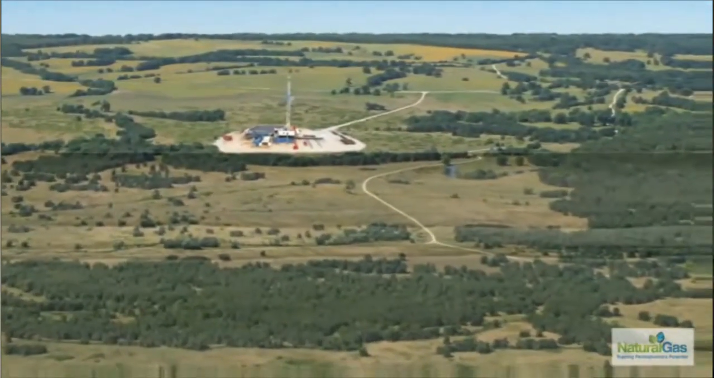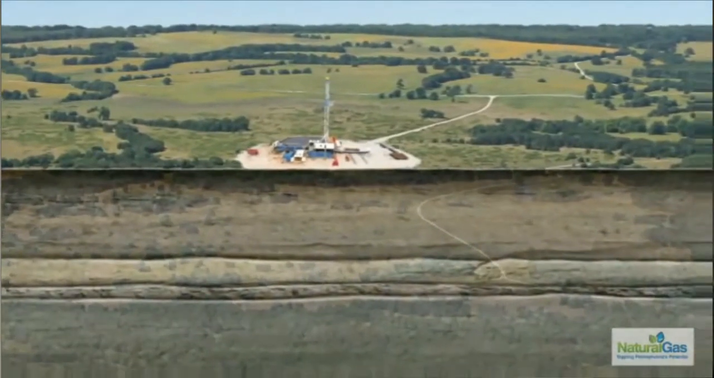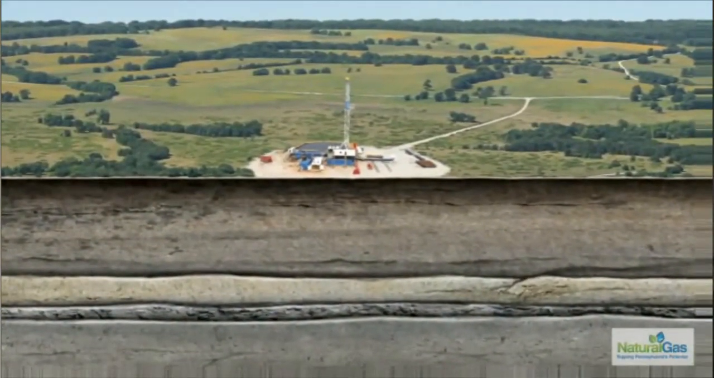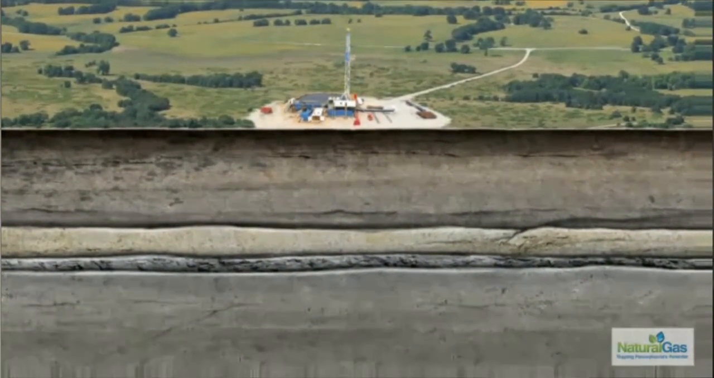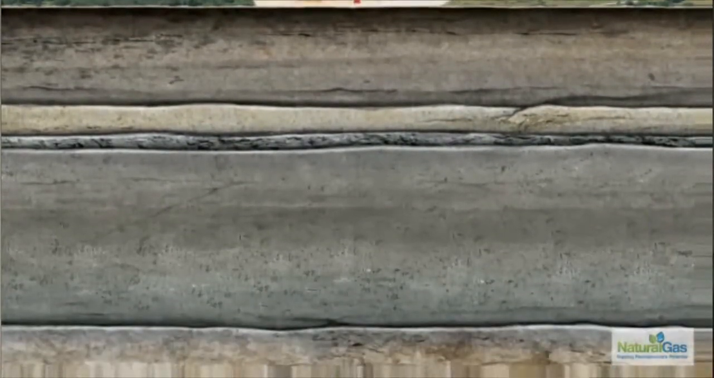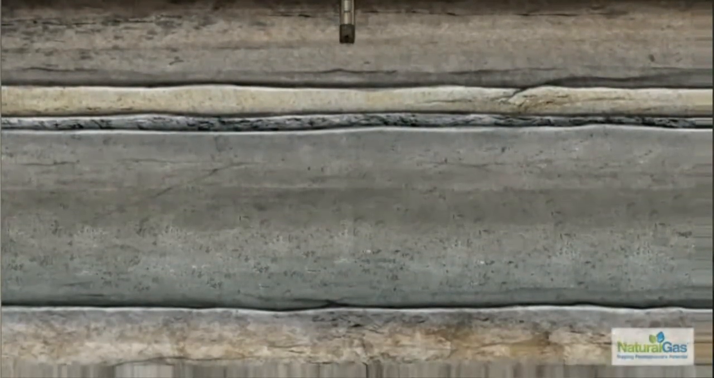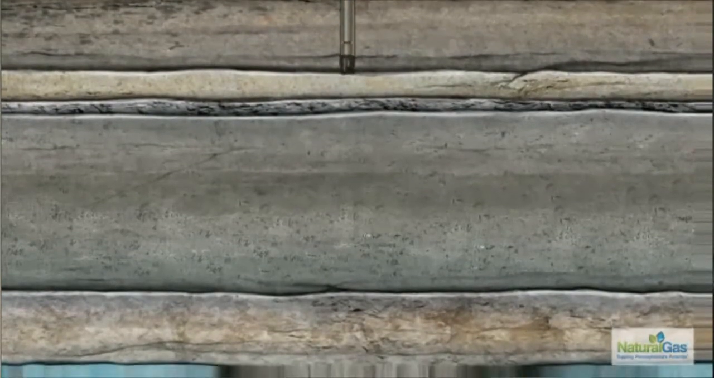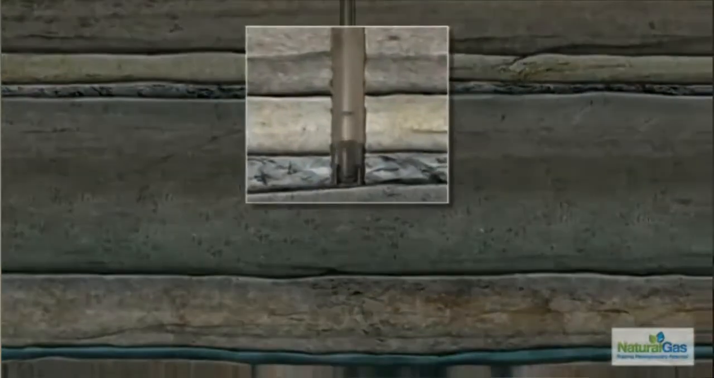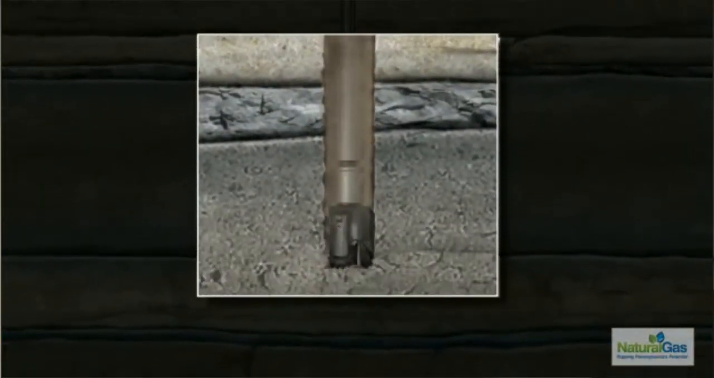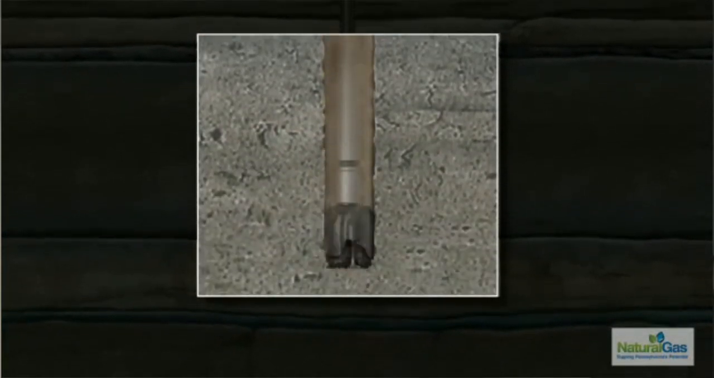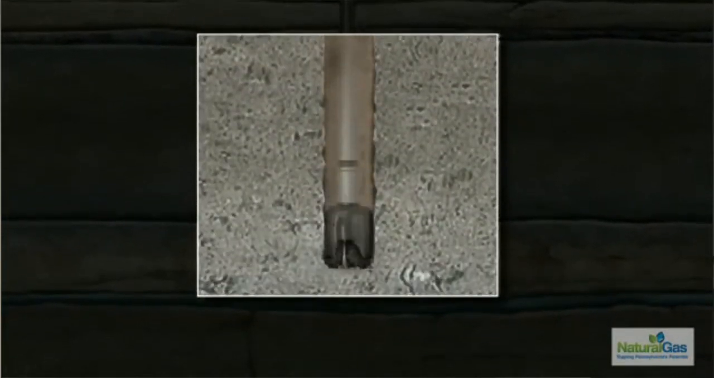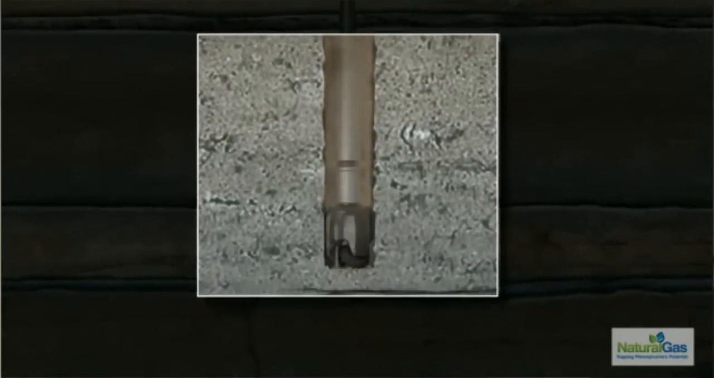Let's take a look at the horizontal drilling and stimulation processes that have made shale exploration so successful. A drill bit is mounted on the end of the drill pipe. As the bit grinds away, compressed air is pumped down the drill pipe to flush rock cuttings from the hole and lift them to the surface.